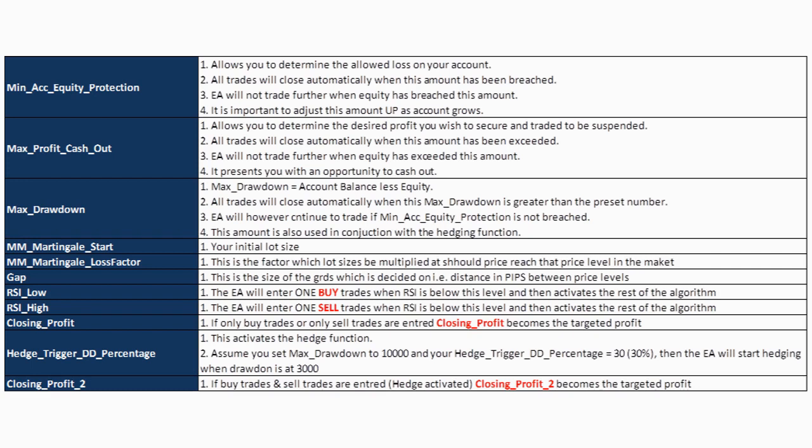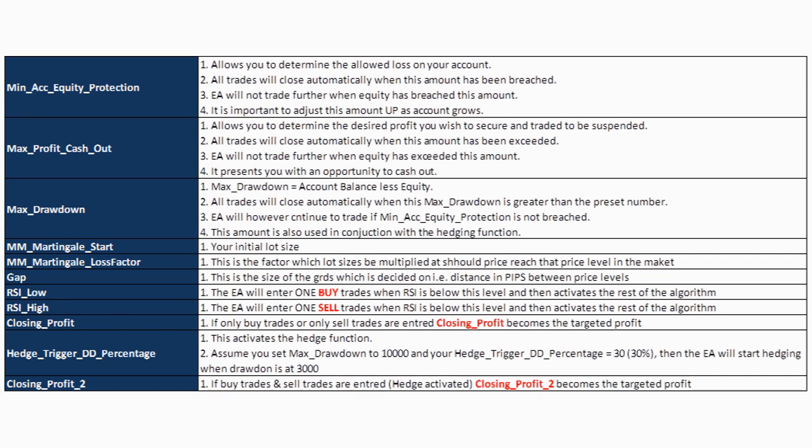But before we start on the settings, once again, the EA works in a grid system, all right? And what that means is that when price moves up or down, the EA will activate or open a buy or a sell trade depending on what the market looks like, and it's going to be entering certain trades.